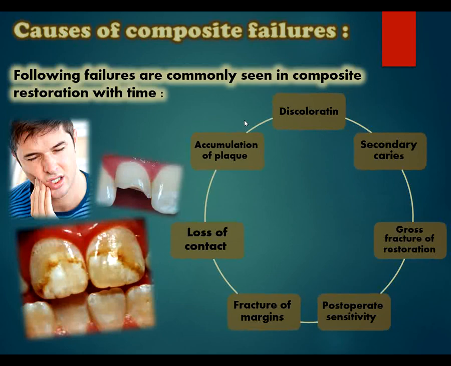Failure of composites is commonly seen in composite restoration with time. Following failures are commonly seen in composite restoration with time. These are discoloration, secondary caries, cross fracture of restoration, post-operative sensitivity, fracture of margins, loss of contact, accumulation of plaque on the surface of restoration.